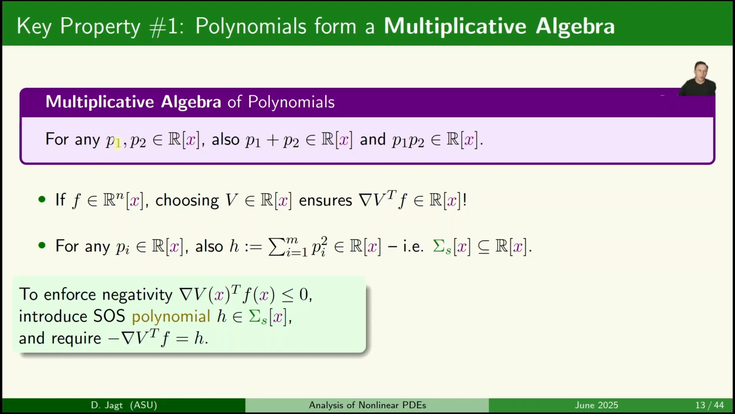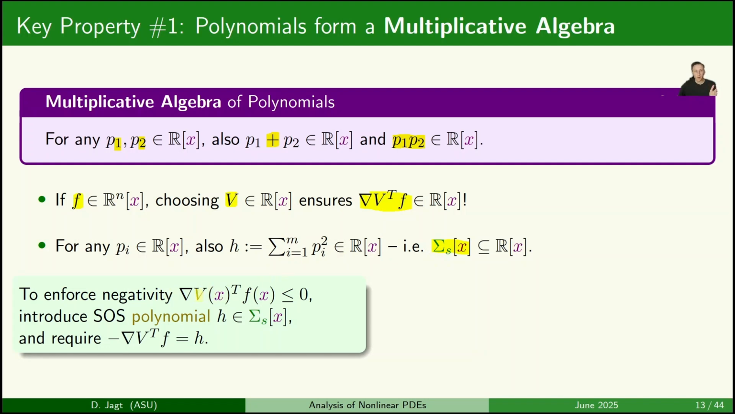So that means that for any two polynomial functions, p1 and p2, their sum as well as their product will be polynomials as well. So this means that if we have a polynomial vector field and we choose our Lyapunov function to be polynomial, this ensures that the derivative of this Lyapunov function along the vector field will also be polynomial. Moreover, this actually ensures that a sum of squares of polynomials is again a polynomial function, so that we can parameterize this subclass of polynomials, namely a subclass of positive semi-definite polynomials.